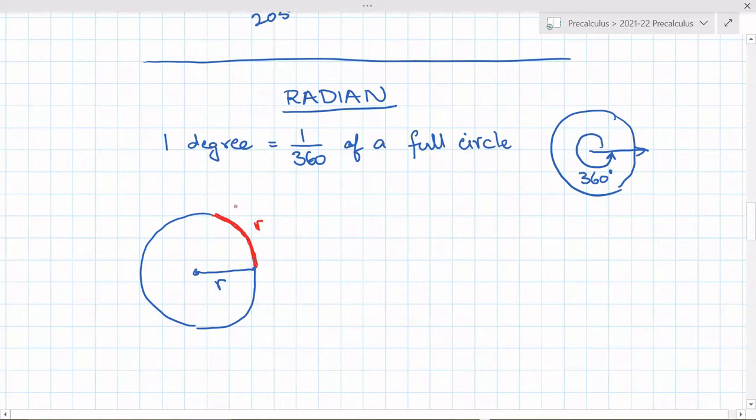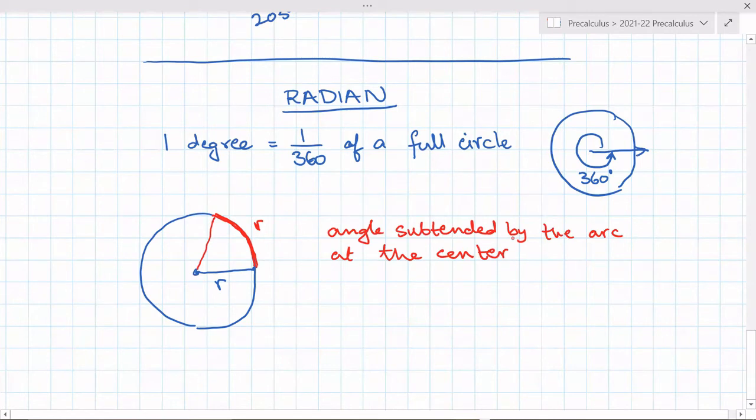Now, if I make an angle from this arc, this is called an arc, right? A portion of the circle is an arc. And I see what angle it makes here at the center. This is called the subtended angle. So the angle subtended by this arc, whose length is the same as the radius, is this angle, right? And this is called 1 radian.